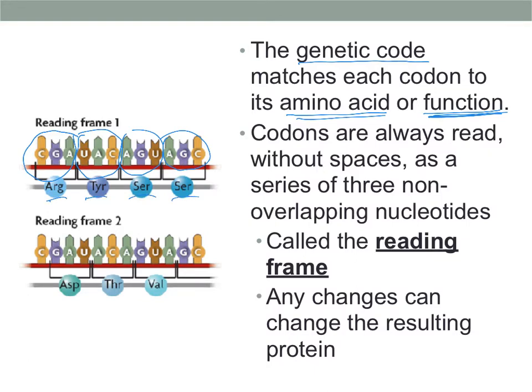If the reading chain shifted over 1, these 3 bases would code for aspartate, threonine, and valine, different amino acids. But these 3 bases make up what's called the reading frame, the thing that's actually going to code for the amino acid. Any changes can change the resulting protein. So, like I said, if this thing shifted over, these are the same bases all in order, other than it moved over 1. So we're getting a different series of amino acids in that protein.